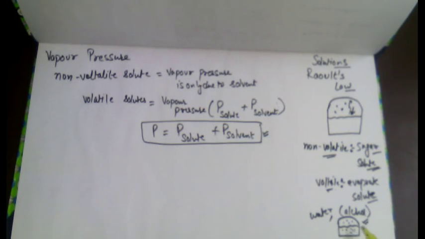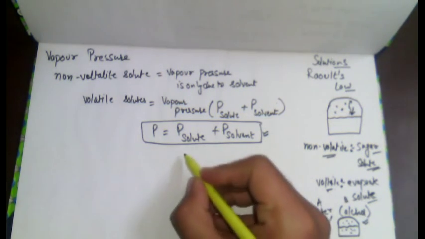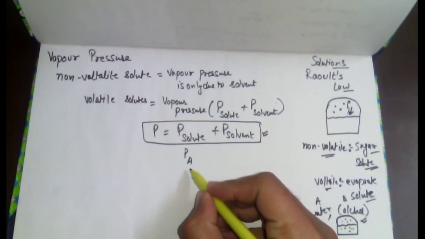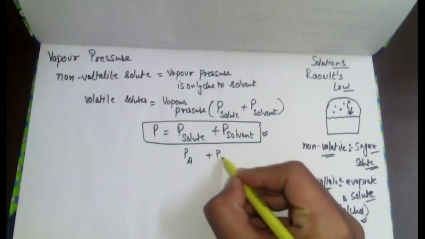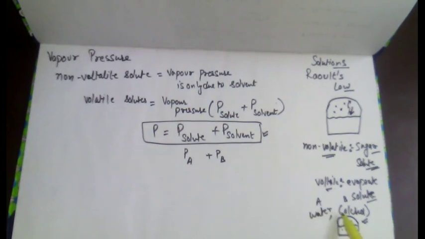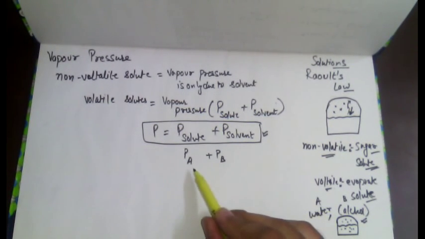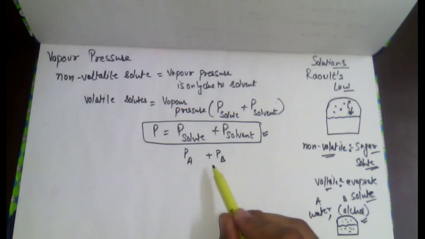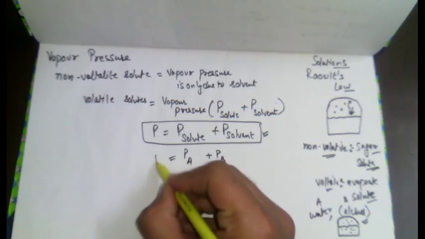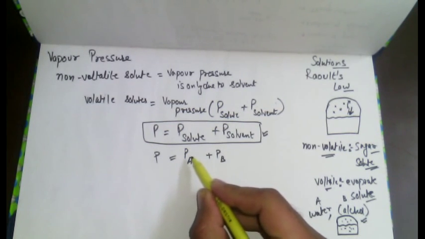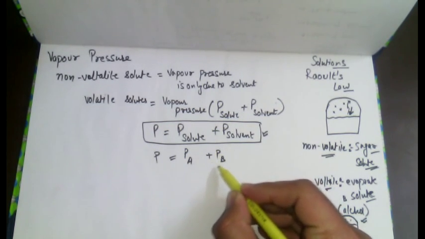If a beaker is having two miscible volatile liquids, I'll give you the example of alcohol and water. Let us designate them as A and B. Let PA be the pressure exerted by A, and PB the pressure exerted by B. Both of them have pressure, so the overall pressure will be added. We call this pressure partial pressure. This pressure is also a partial pressure.